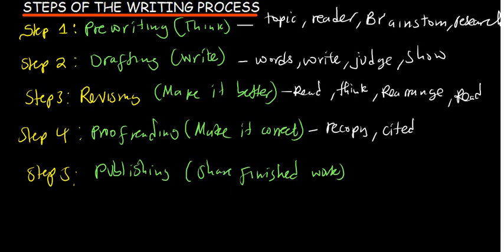So publishing is just to share what you've done already. So read your writing aloud to a group, create a book of your work, and then put your writing on display. Maybe everyone can be able to buy, everyone can be able to get. So then you are done with your writing. So that is about the steps of writing. Pre-writing, think. Drafting, write. Revising, make it better. Proofreading, make it correct. And then publish, share your finished work.